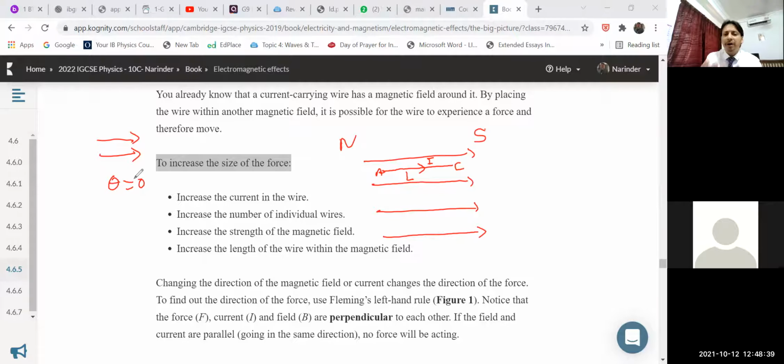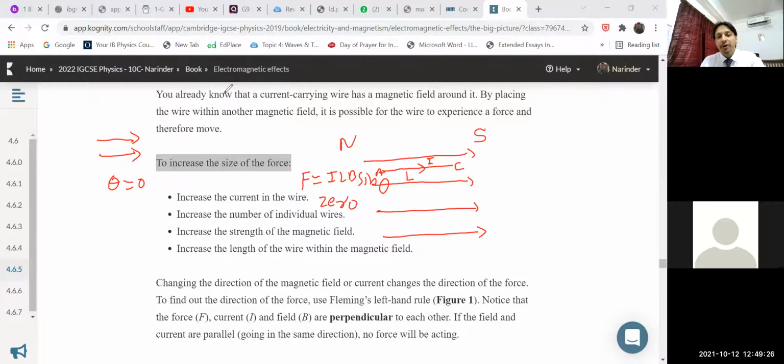And even if I place this conductor anti-parallel to the magnetic field, theta is 180 degrees. So if theta is 0 degrees or 180 degrees, by the equation F equals ILB sine theta, sine 0 is 0, so the force is 0. It means once the conductor is placed parallel or anti-parallel to the magnetic field, it won't experience any force. The conductor will remain as it is, neither moving upward, downward, left or right.